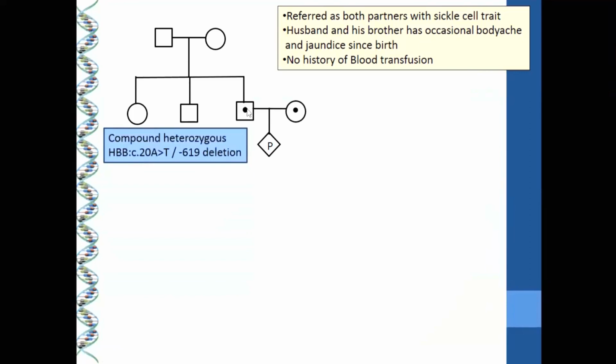So now we tested this husband and the wife. So the husband was found to be compound heterozygous for 2 mutations. So this one is the sickle cell mutation, c.20A>T. For sickle cell disease, we have only 1 mutation. Another mutation was also there, that is 619 deletion. So this is for thalassemia. So this individual was having sickle beta thalassemia. And the wife was found to be a carrier for sickle cell disease.